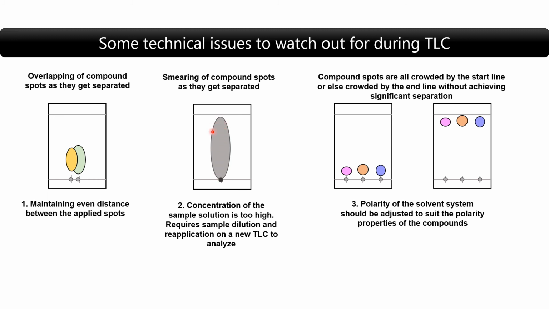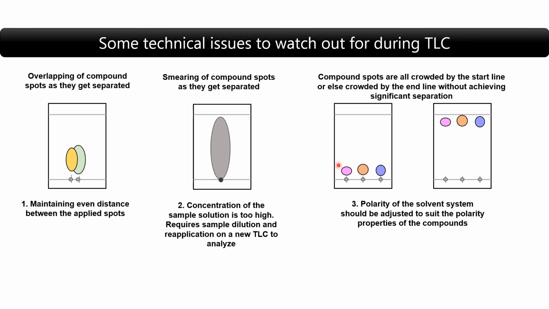And this is usually when this initial sample spot was too concentrated. Either you applied too many times from the capillary tube, or the most likely reason is that the sample solution that you used to spot on the plate was too concentrated to begin with. So to rectify this mistake, you will have to dilute your initial sample solution and redo another TLC by applying a smaller amount of the compound on the start line.